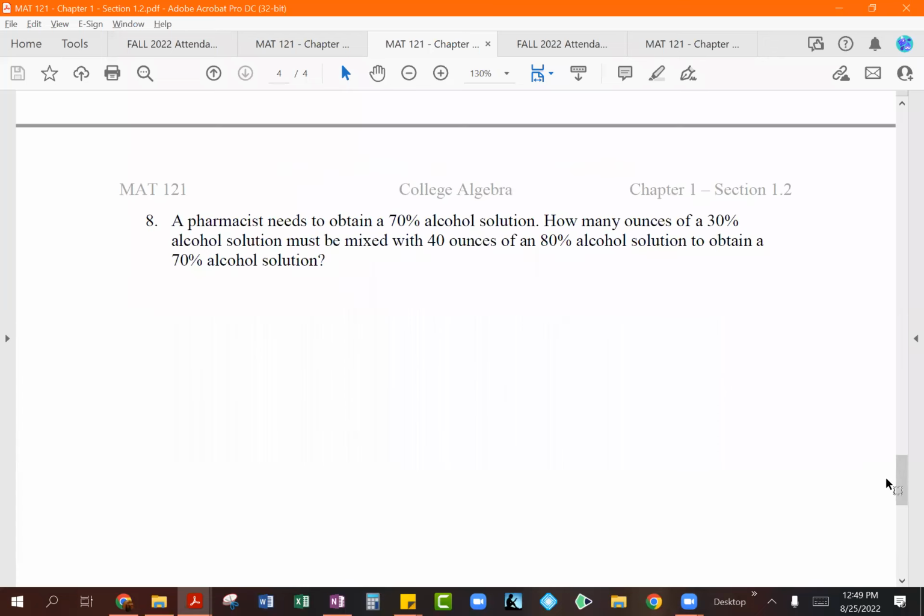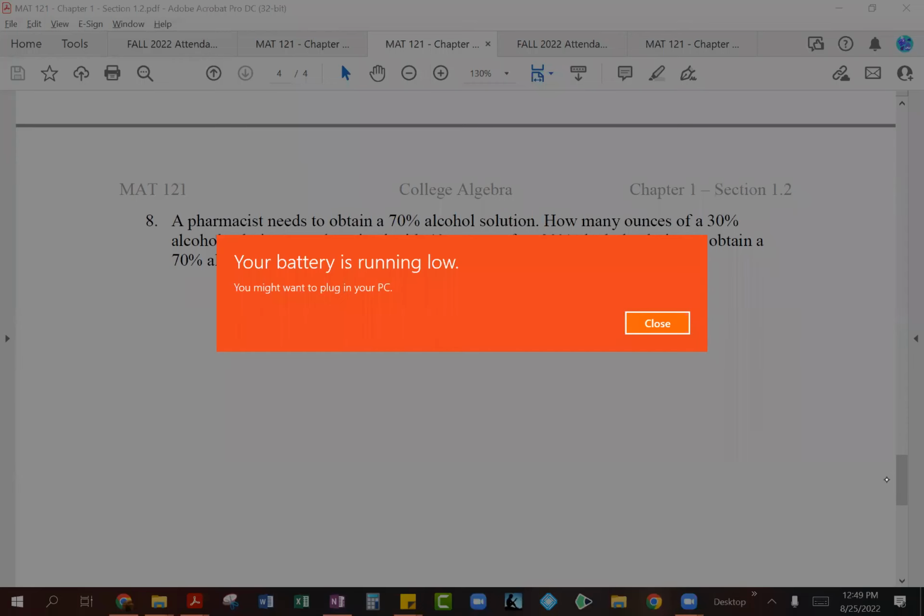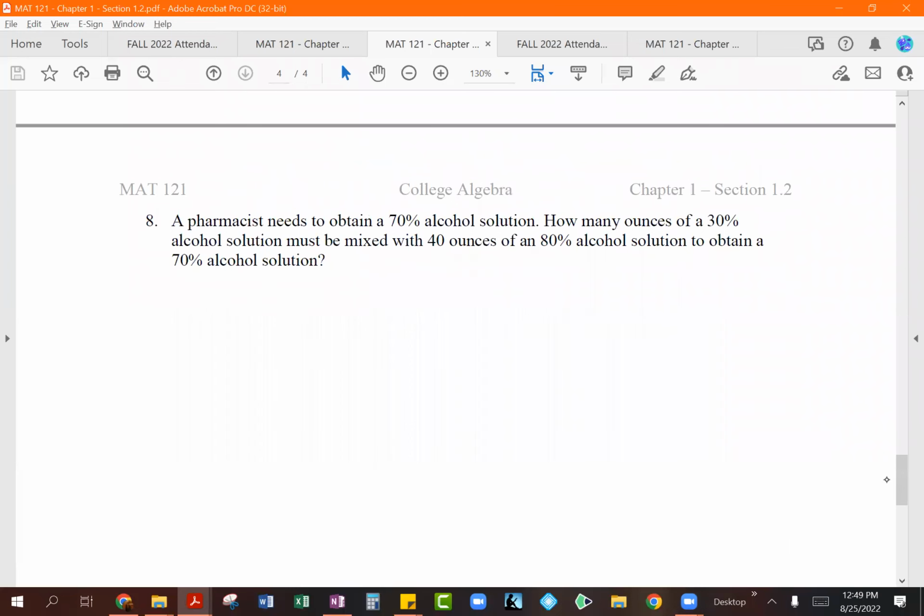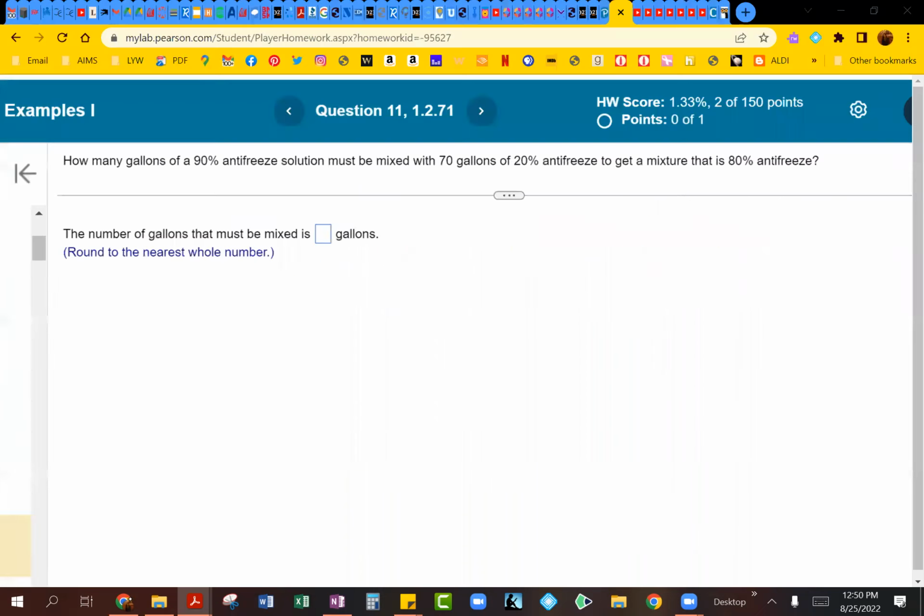So let's look at, just to compare, this was from your handout. This one was 70% alcohol. So they're saying a pharmacist needs to obtain a 70% alcohol solution. How many ounces of 30% alcohol solution must be mixed with 40 ounces of an 80% alcohol solution to get a 70% concentration. So similar kind of example, they're just talking about antifreeze over here instead of an alcohol solution.